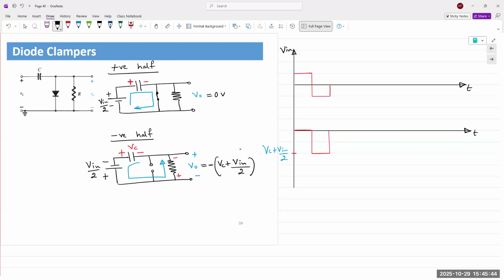Again, if we wish to observe the transient effects, meaning the slope of the charging and discharging, then the capacitor must be large. And then during the charging portion, the diode must have a higher resistance. Then we can observe the transient portion.